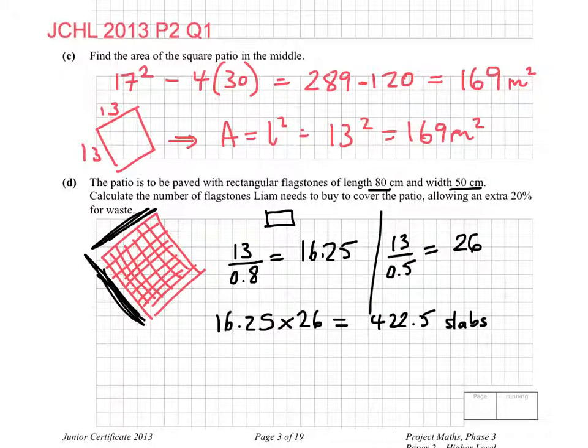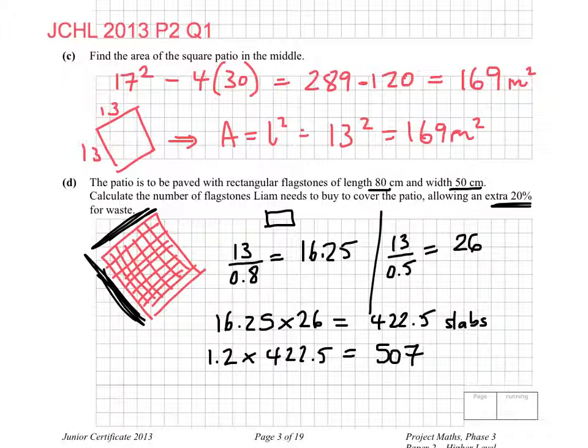Now, lastly, we have to add in an extra 20%. So once we've added 20%, we get a total number of slabs of 507.